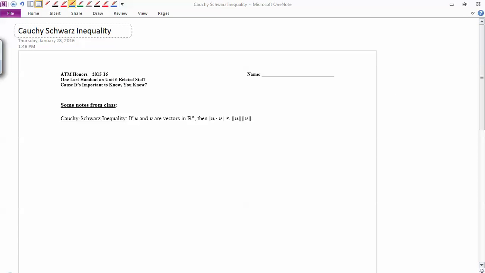All right, so in this video, we're going to be doing something called the Cauchy-Schwarz inequality, which says that if you have a couple vectors, then the absolute value of the dot product is going to be less than or equal to the product of the magnitudes.